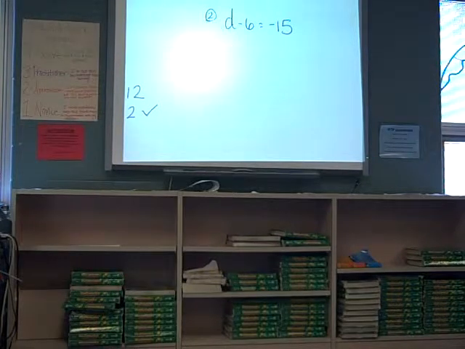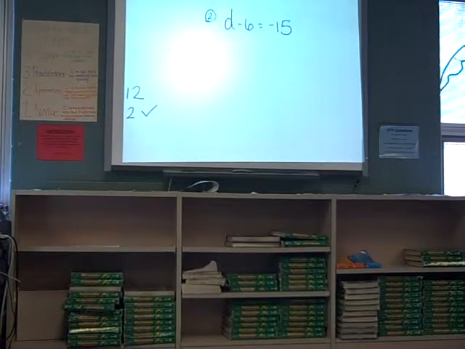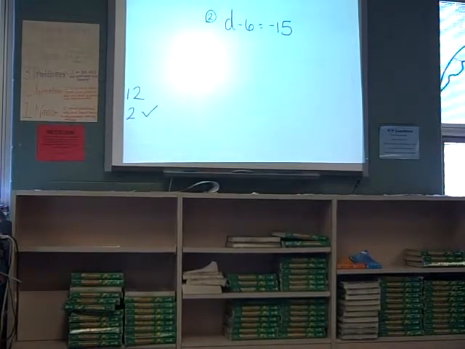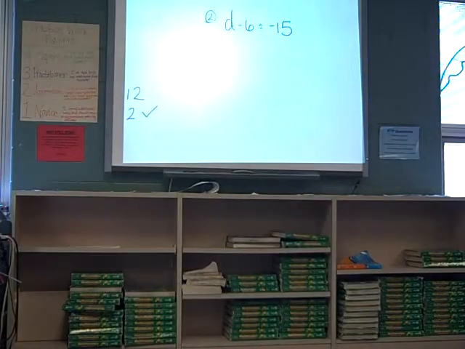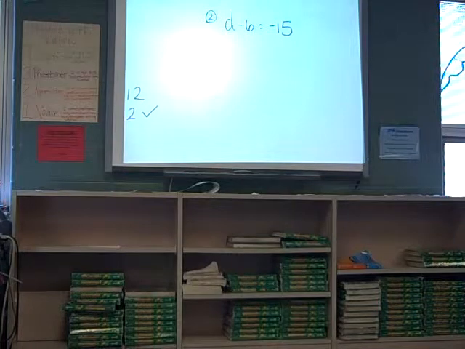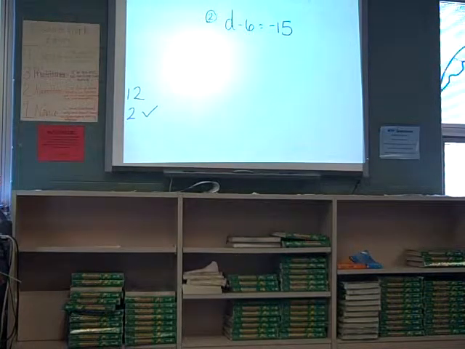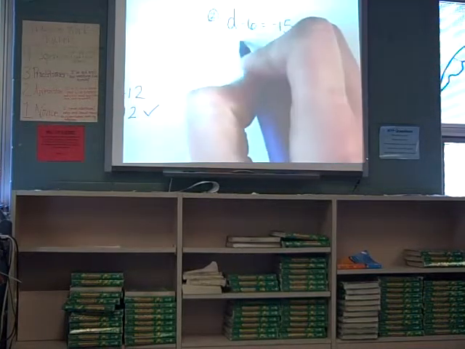All right, negative 15 minus 6? I don't think it does. Oh, I'm sorry, plus 6, that's why. You're right, it would say negative 21. All right, so Callie, what operation do I have here? Subtraction. How do I undo subtraction? Addition. So I'm going to add what to both sides? 6. Awesome.